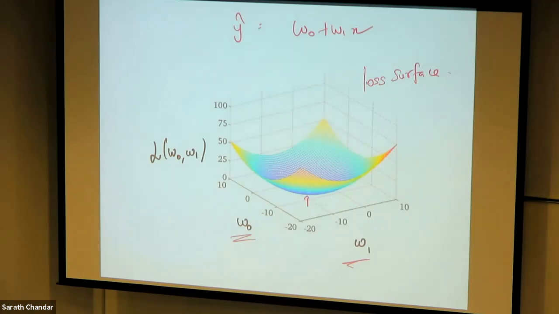Now, that means imagine I put you inside this loss function, blindfolded. You are standing here, and I want you to find the minimum. How would you reach the minimum?